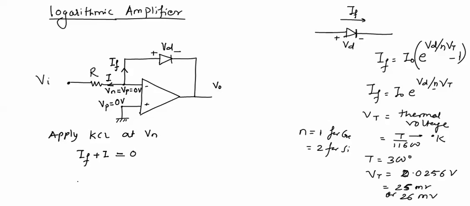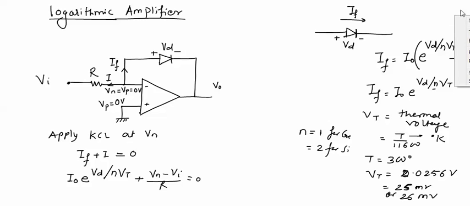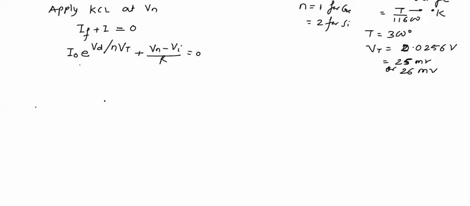Now IF is the forward current of the diode which is already derived here, I naught into e raised to power Vd upon eta Vt. So this equation will be substituted here: I naught into e raised to power Vd upon eta Vt plus the current I, which is the current through this resistance R, and will be written as Vn minus Vi divided by R, equal to 0. Now solving this equation, we get I naught into e raised to power Vd upon eta Vt plus this Vn equal to 0 volt. So the whole term will be written as minus Vi upon R.